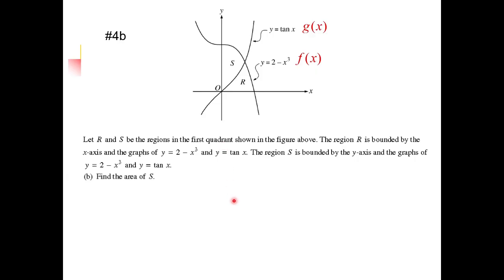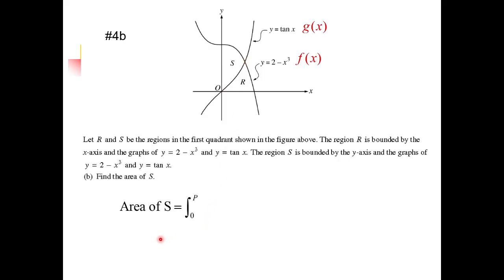For part B of this problem, they want the area of S. This one's actually going to be a little bit easier to figure out because we've already come up with all the information we needed. For our limits of integration, we've got the y-axis, so 0 for the x value, and the other x value is going to be this p point that we already found in part A.